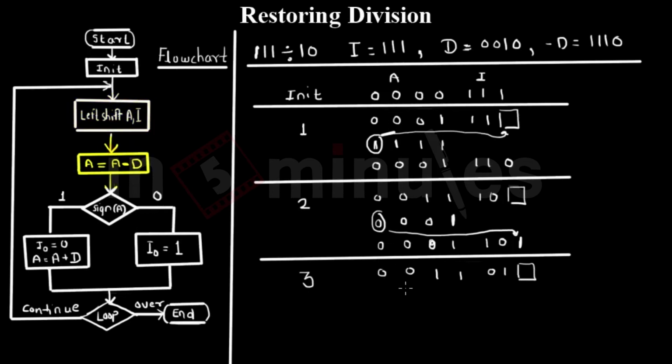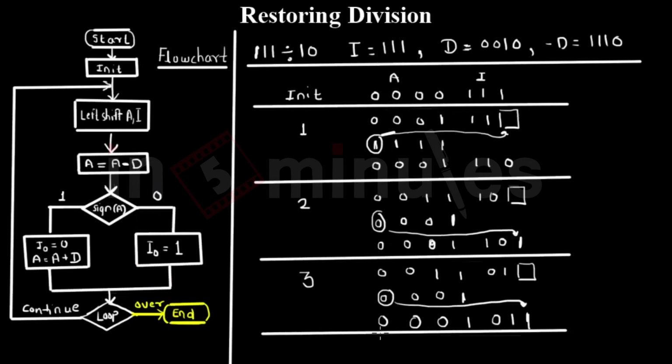In the third iteration, again a left shift operation. Again by adding, we get 0, 0, 0, 1 once again. Again the sign of A is 0, so we assign I0 to 1 and we are not going to restore it. So the final answer is going to be 0, 0, 0, 1, 0, 1, 1. So after 3 iterations, what we get here is 0, 0, 0, 1 and 0, 1, 1.